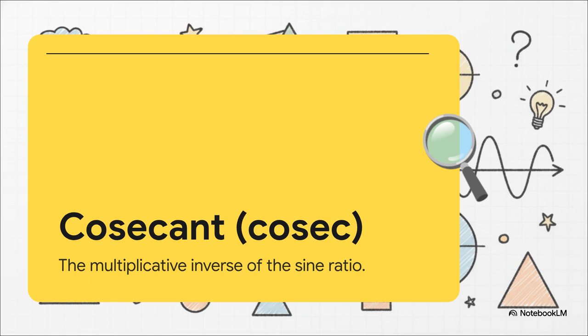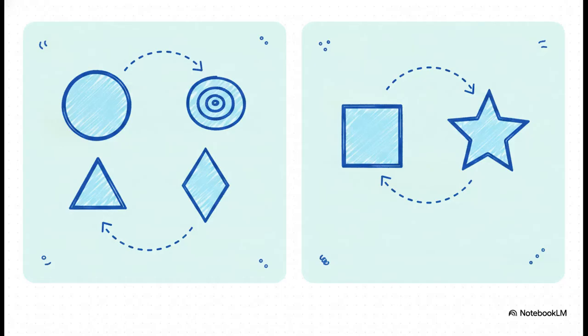By definition, cosec theta is exactly 1 divided by the sine ratio. Therefore, if sine is opposite upon hypotenuse, cosec simply flips that fraction right over. It becomes the hypotenuse divided by the opposite side. Simple, right? Following that exact same logic, secant, or sec theta, is the multiplicative inverse of the cosine ratio. And finally, cotangent, written as cot theta, is the multiplicative inverse of the tangent ratio.